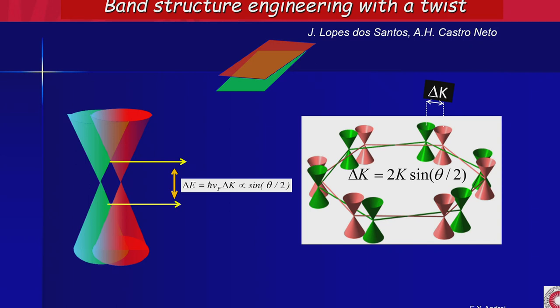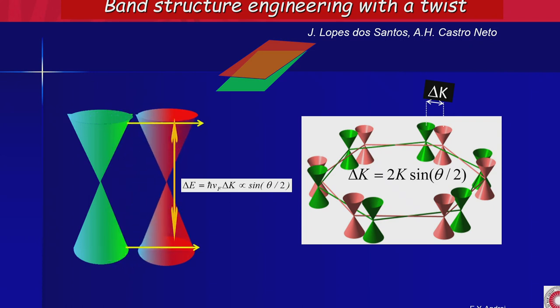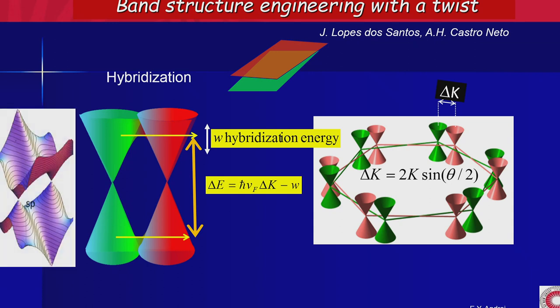Now, if there is no hybridization between the two layers, nothing happens. You just have two independent graphene layers, and that's it. However, if they're sufficiently close that you allow tunneling between them, then you get a reconstruction of the band structure. I'm showing here a larger angle, so the energy where they cross increases like sin(θ/2). But if you have hybridization, with an energy scale of hybridization, let's call it W, you create a saddle point in the band structure. The energy separating the two saddle points is the original crossing minus the interaction energy. And this is the actual density of states, done with tight binding.